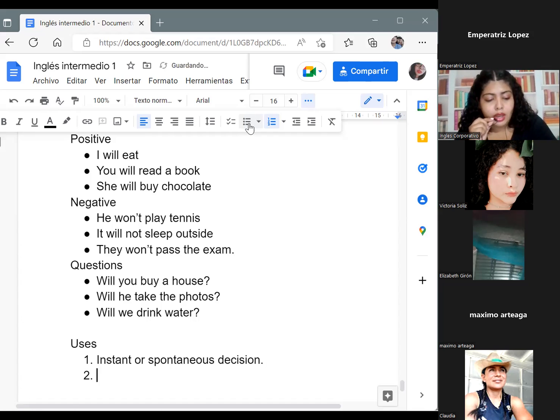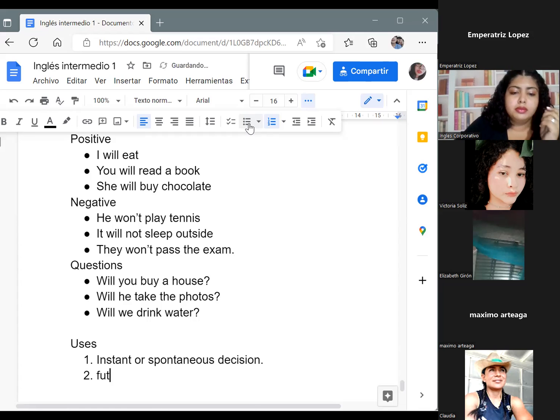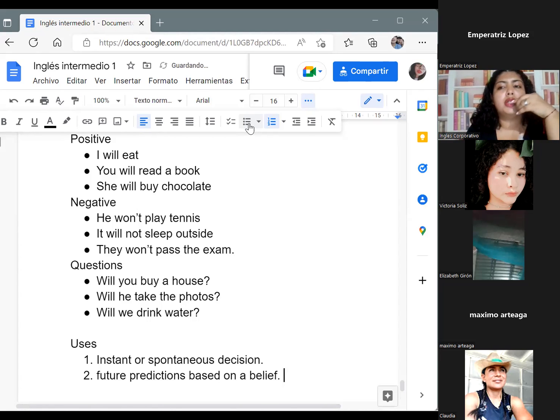Use number 2 for future predictions based on a belief. So in this case, when we're talking about belief, it is something that we think is going to happen. In some cases, we don't know if this thing is going to happen for real, but we are expecting that thing to happen.